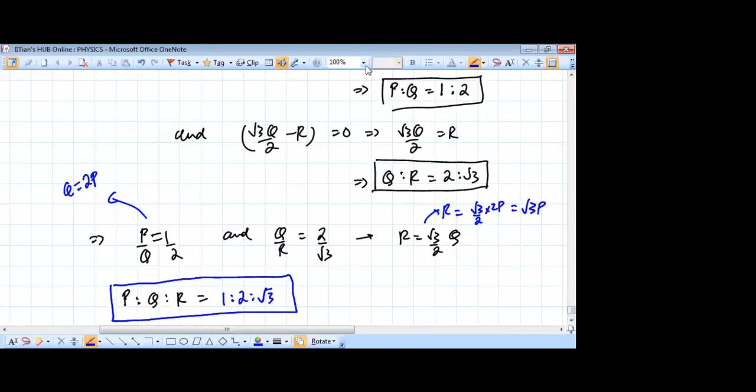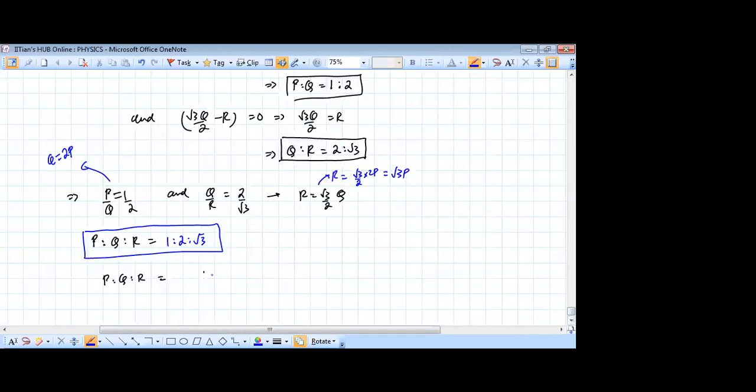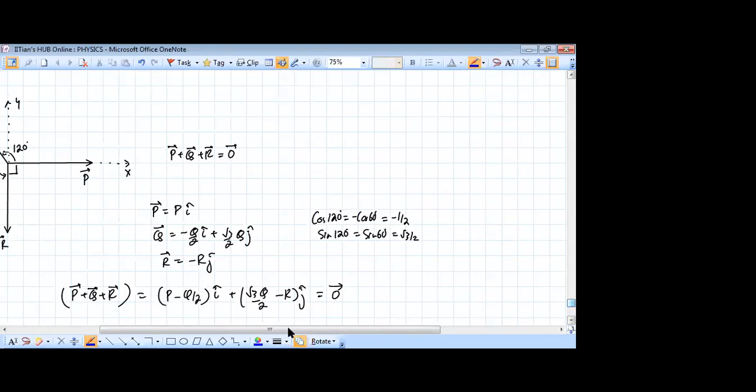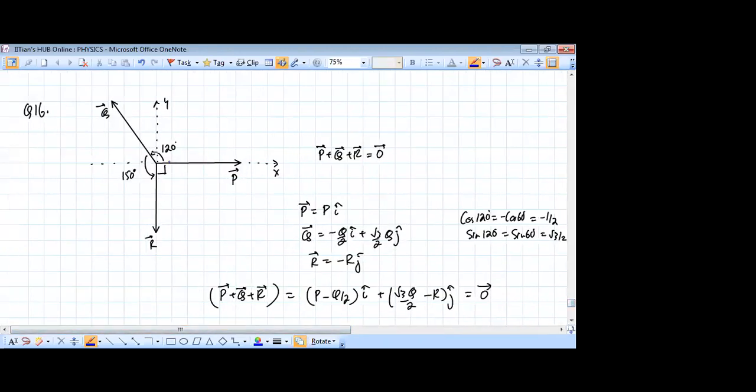So this is one way of solving the question, which is making use of component algebra. If these angles are interchanged, 150 and 120, this angle will still be 90, but only you will get the ratio of Q and R in reverse order.